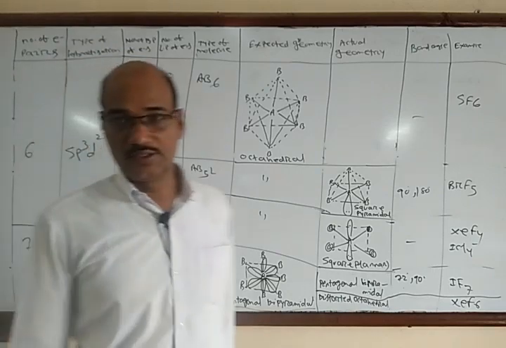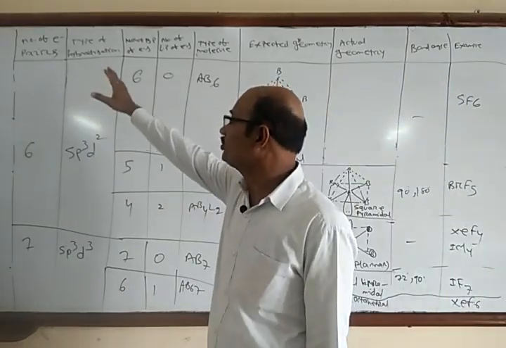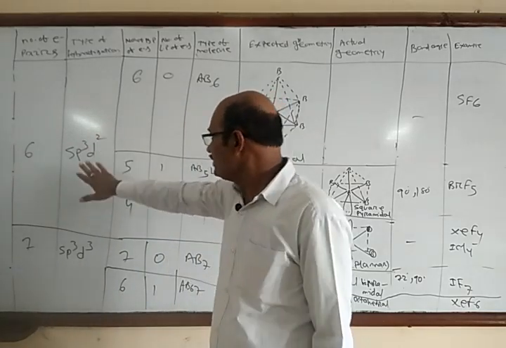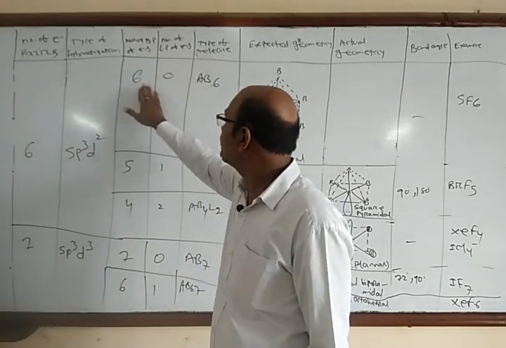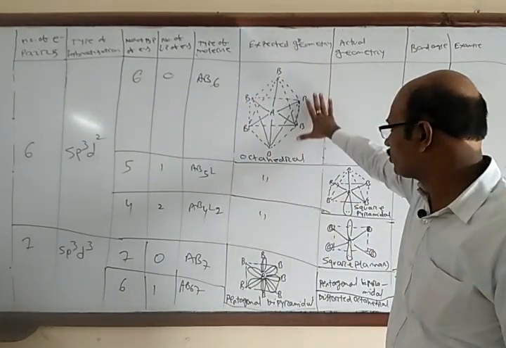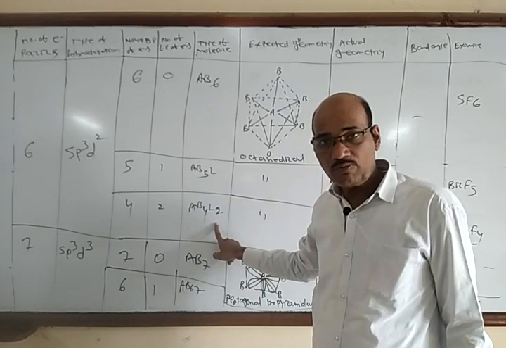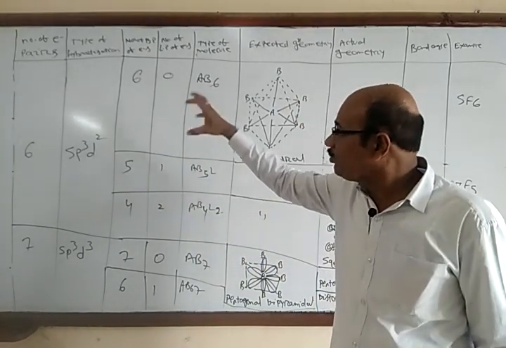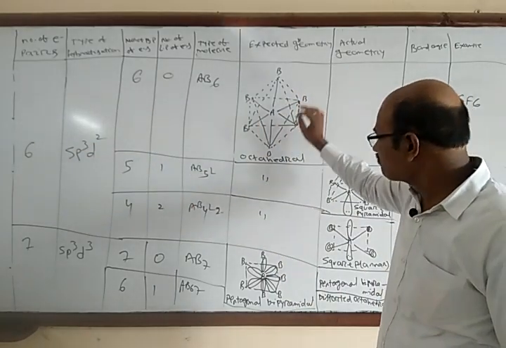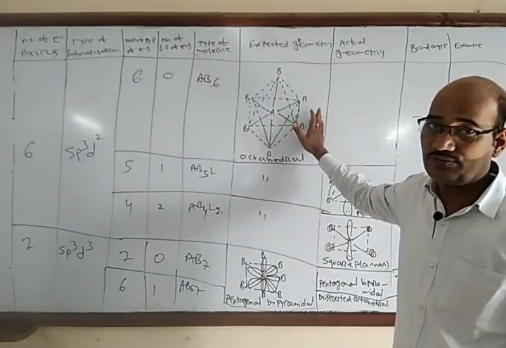So these are the AB6 type of molecules. You see the number of electron pairs becomes 6 and the hybridization is sp3d2. In this case, we can have 6 bond pair, 0 lone pair, AB6 type molecules. And the expected geometry here is what? Octahedral. It can be AB5L also, it can be AB4L2 also, but in all these cases the number of electron pairs is 6, so the expected geometry is octahedral. If all are bond pairs, AB6, then it's octahedral.